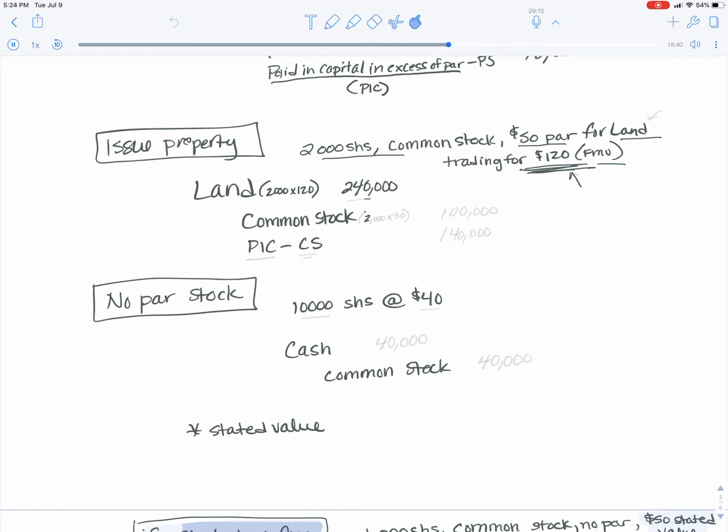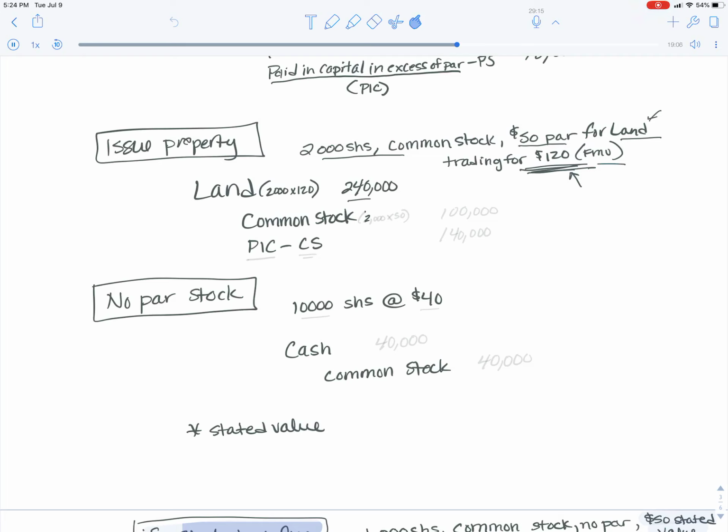Now, if we didn't know the fair market value, so let's say we didn't know the per share price that it was trading for, but we knew the value of the land. Well, then we would have put the value of the land here. So whichever one you know, that's what you're going to use. We could have used either. So here we know that the stock is trading for 120.